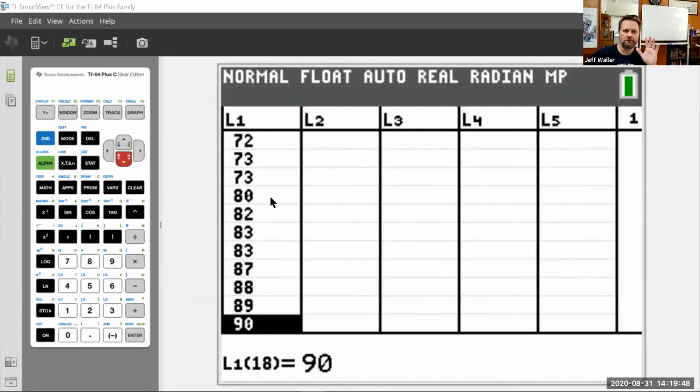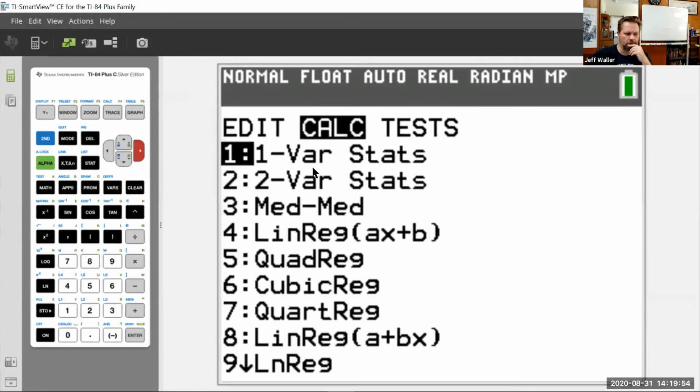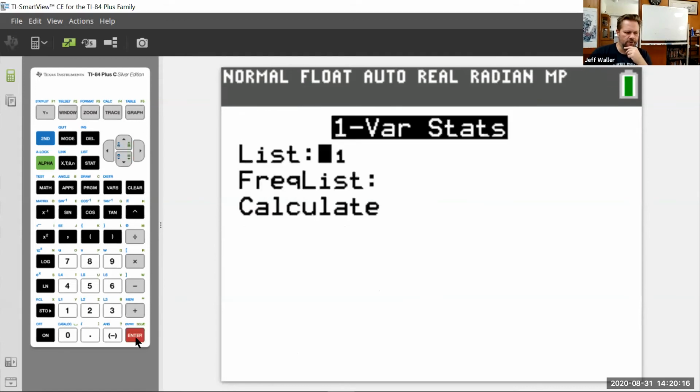If I go back to my calculator, I've got the data in here already. One of the most useful buttons in our calculator is going to be stat, calc, 1-Var Stats. This really means 1 variable statistics. If I had 2 variable statistics, I would use number 2. But I only have 1 variable, test grades. I have 20 values, 1 variable. So if I hit number 1, it wants me to know what list I want to use. Is there a frequency list? Nope. And then I calculate.